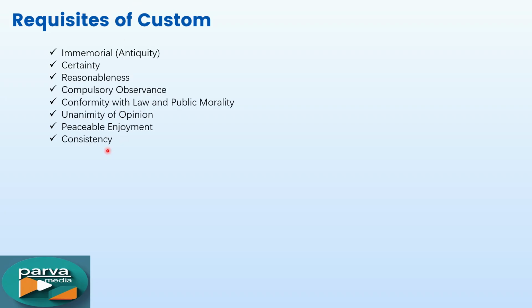Consistency, as we already discussed on the certainty side: the same thing must be applied uniformly across similar situations. Inconsistency weakens its claim to be a custom. Together, these requisites ensure that a custom is not only ancient but also just, accepted and legally sound. They form the critical criteria by which courts and scholars assess whether a practice deserves recognition as part of customary law.